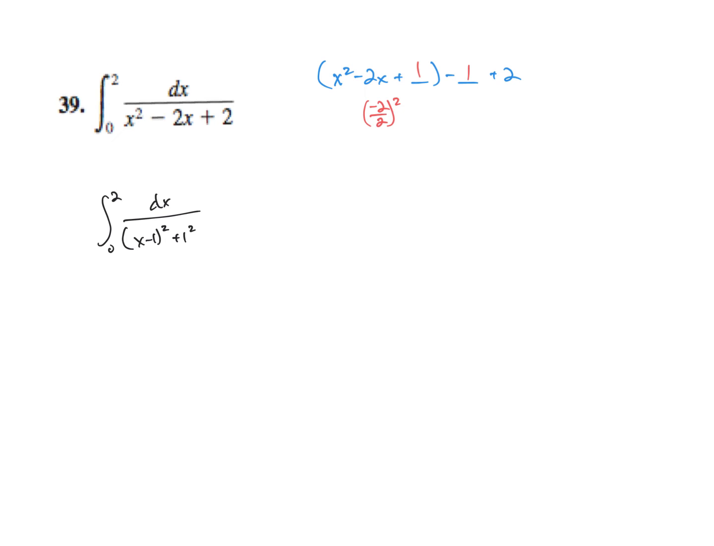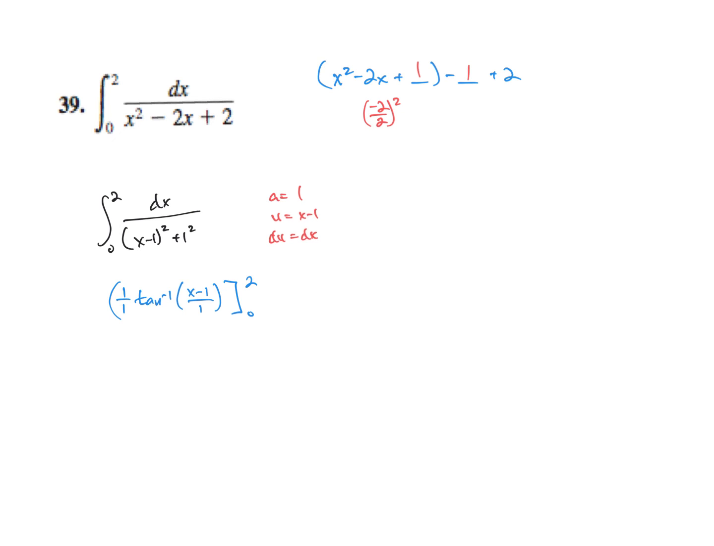So what's my a? 1. What's my u? What's my du? Did it cover perfectly? Sure did. So what's my antiderivative? You can look at your note card. I encourage you to, honestly. 1 over 1, and then what? Arctan of x minus 1 over 1. And I'm evaluating from 0 to 2.